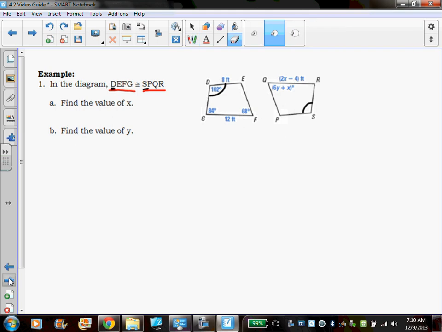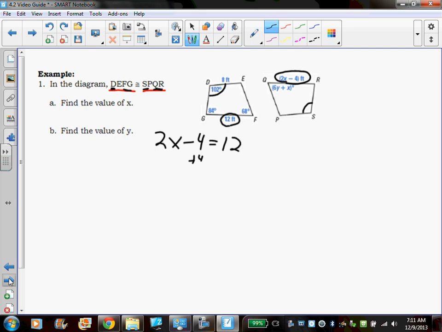And we can use this idea to help us find the value of x and find the value of y. For instance, we can see over here that in this length over here, QR, x is involved. And we can see from this that QR matches up with FG. So let's look at FG, and we can see that FG has a length of 12. That means that these two have to be the same. So that means that 2x minus 4 equals 12. So we add 4 to both sides, and we divide by 2 on both sides. And that gives us that x equals 8.